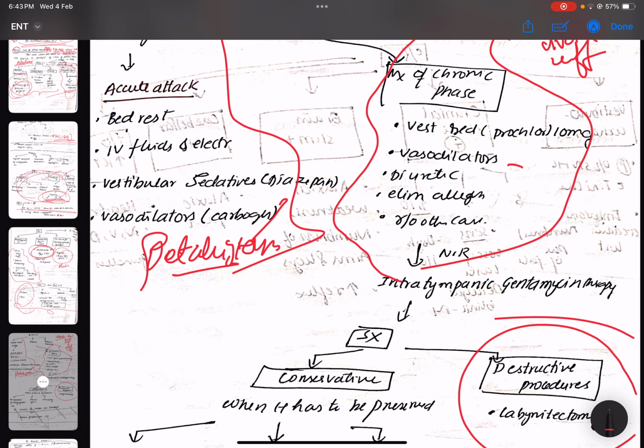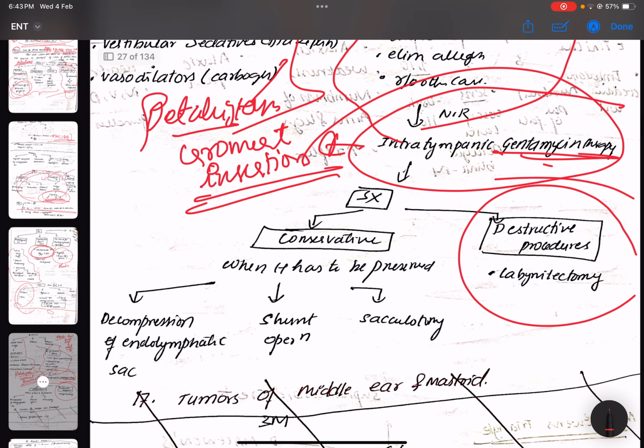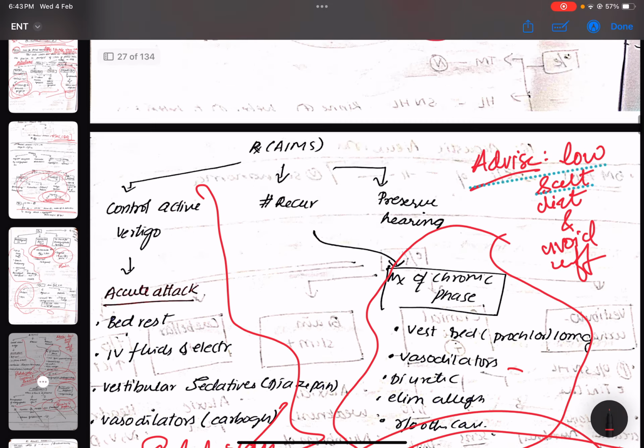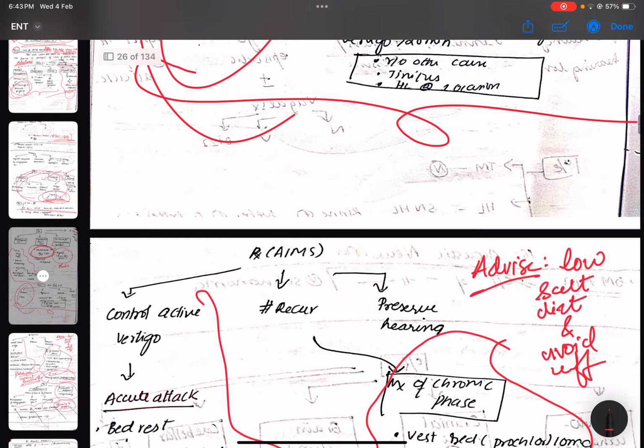Then a major important topic is intratympanic gentamicin therapy via grommet insertion. Then these are the other operations which you can do if your hearing is proper. If hearing is not there, then obviously you go with labyrinthectomy. So make sure you revise it accordingly, since it's an important question.